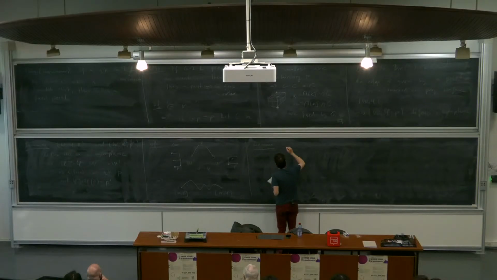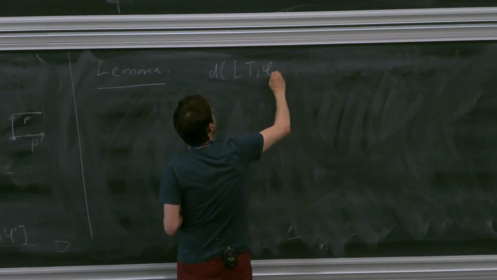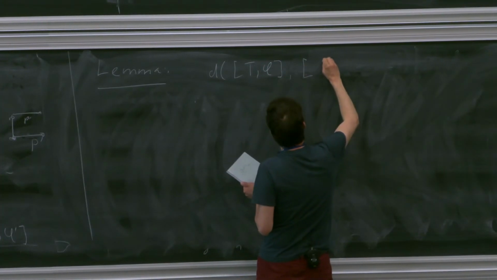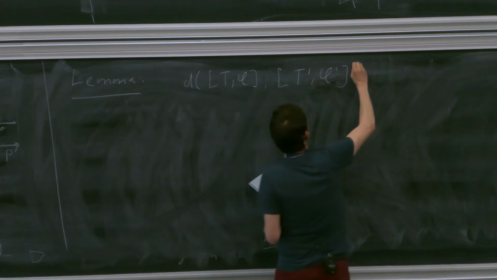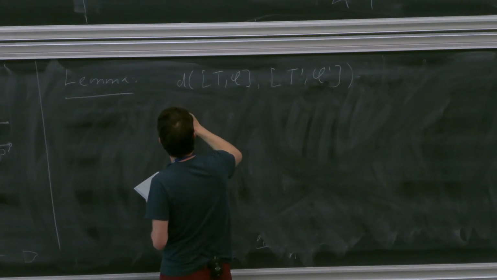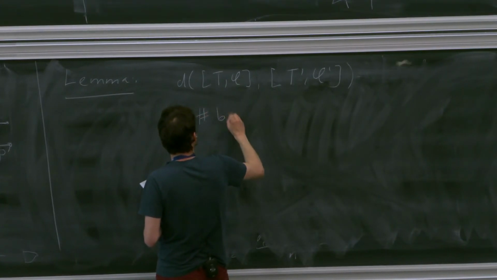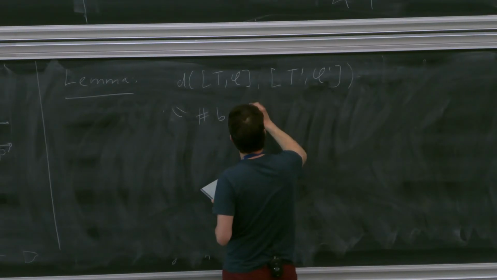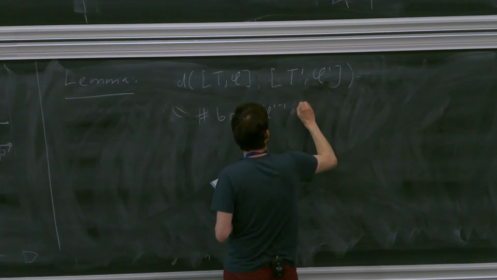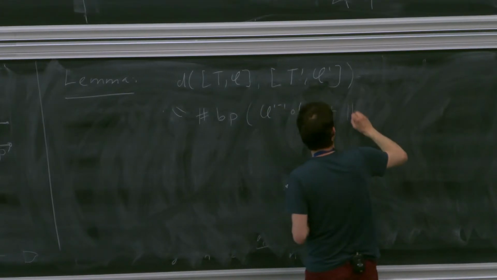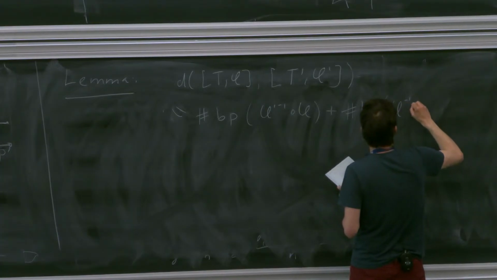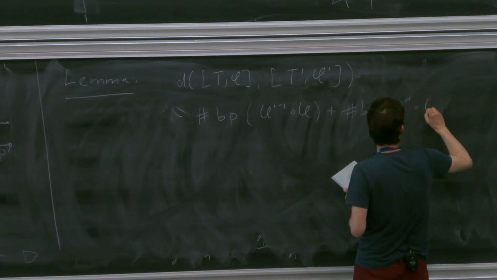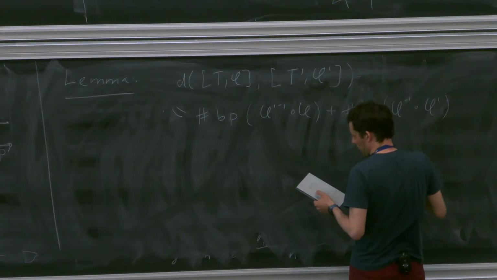The lemma says that the distance between two vertices in our cube complex, so between T phi and T prime phi prime, is just the number of base points of phi prime inverse composed with phi plus the number of base points of phi inverse composed with phi prime. So basically just the inverse of this map.